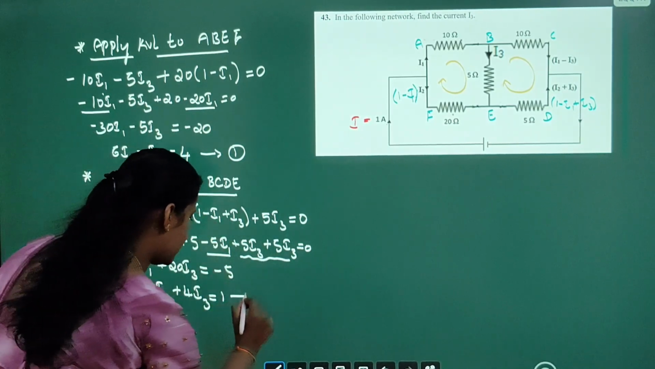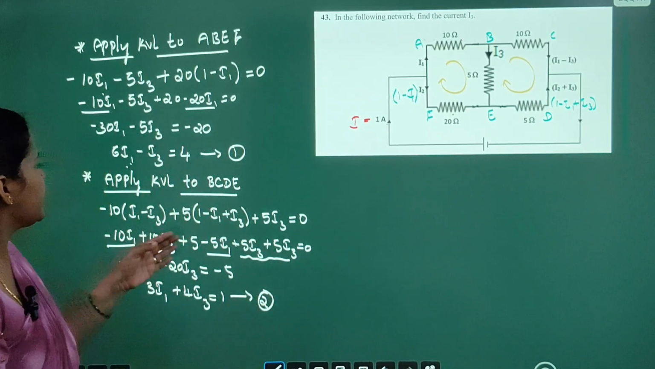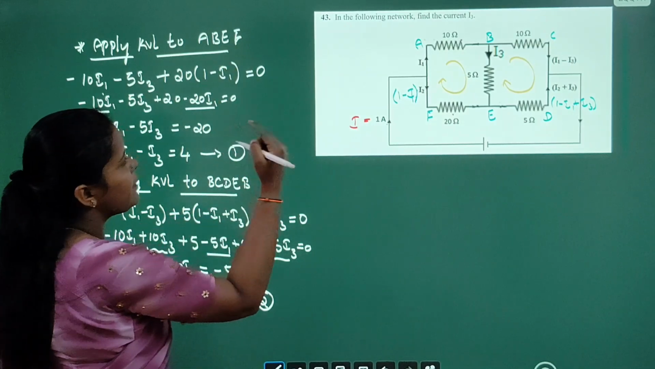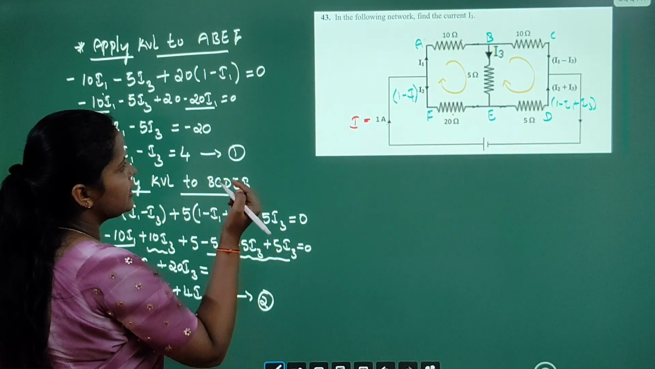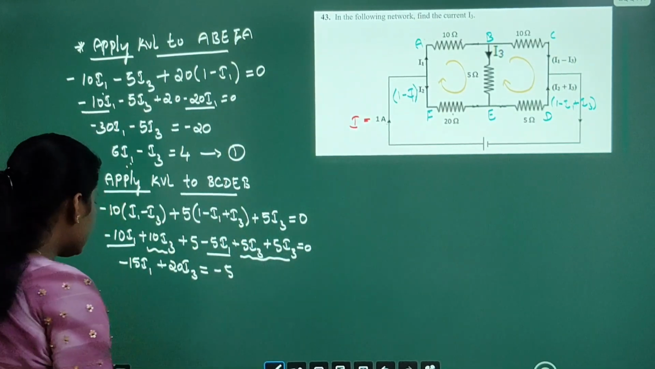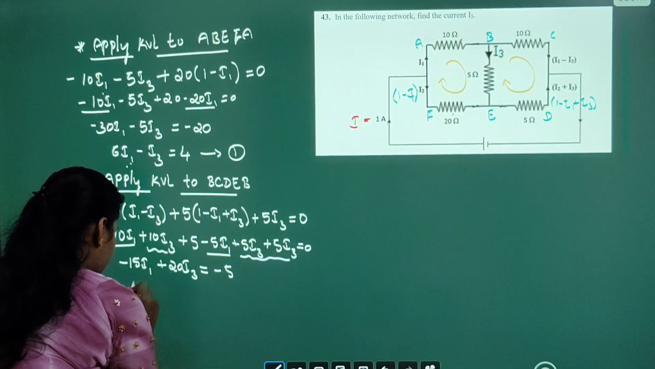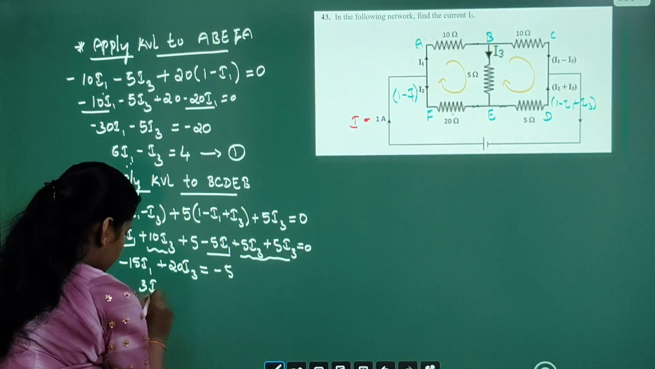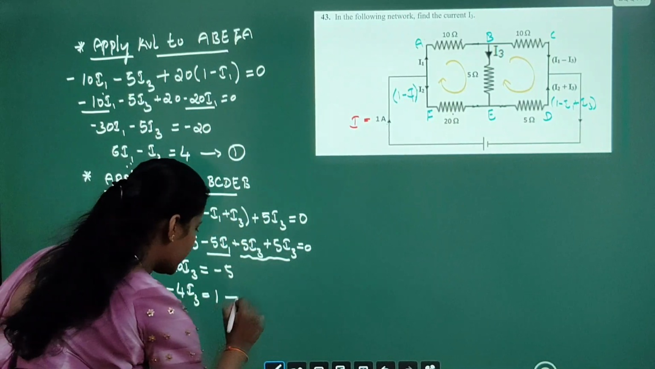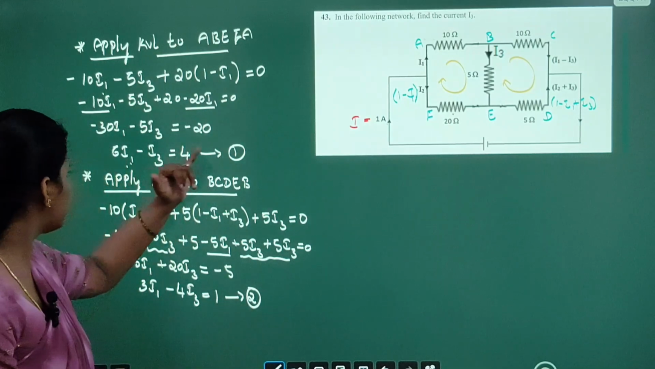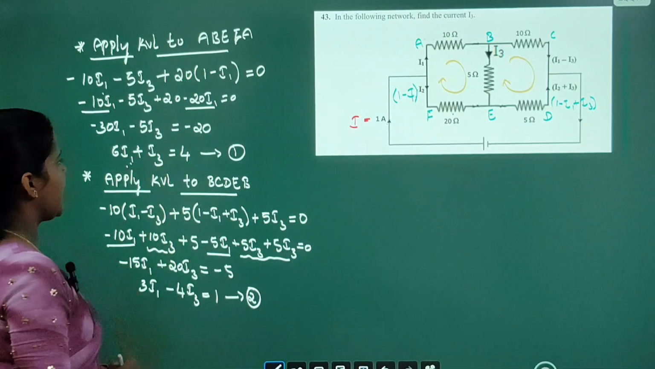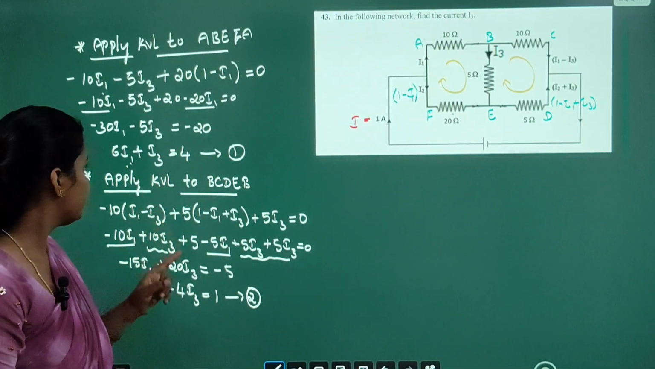I will consider this as equation number 2. Here we apply KVL to B, C, D, E, B, and you can also take A, B, A, F, A if you want. Taking minus 5 common, 3 I1 minus 4 I3 is equal to 1. So this is equation number 2. Actually, 6 I1 plus I3 is equal to 4, which is equation number 1, and this is equation number 2.